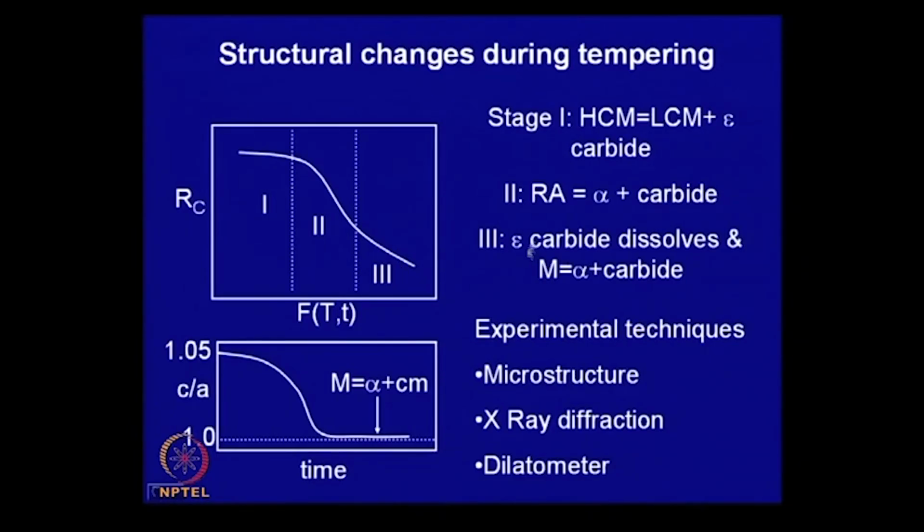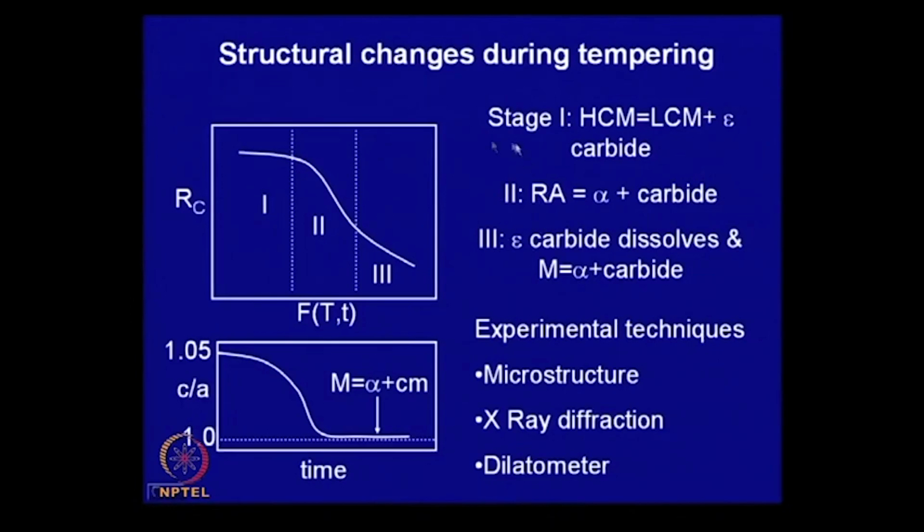Now, cementite appearing can happen in two ways. The epsilon carbide can dissolve and new carbide may precipitate, or the carbon concentration gets adjusted and it changes over to cementite. So, finally, you have a ferrite plus carbide structure, and this carbide is cementite. And if you continue to temper further, this cementite will grow and it can become very large at a higher temperature, which can be very easily seen under an optical microscope.